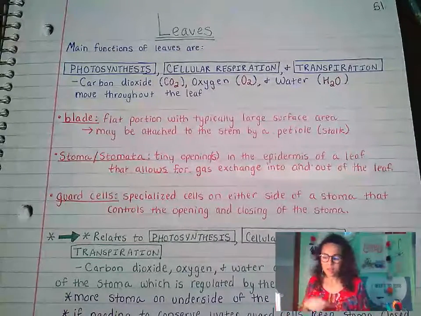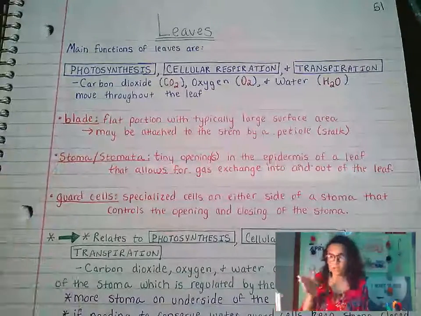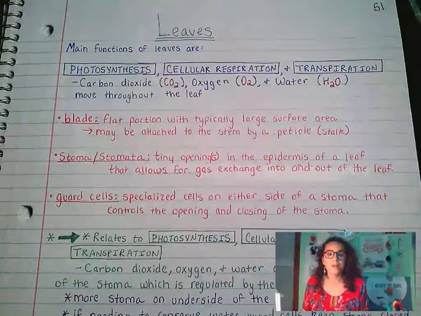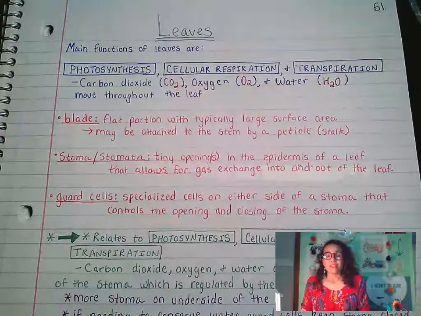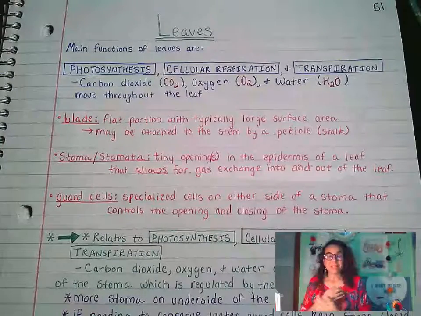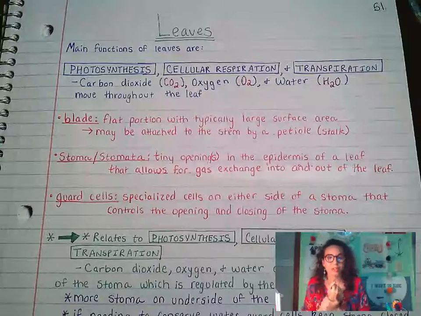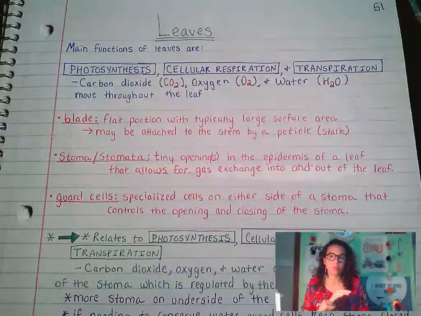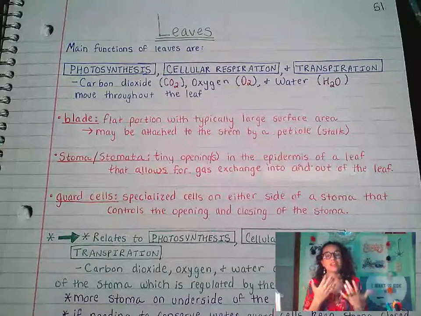So when you pick a leaf off, you're usually picking it off the petiole. Our next one we're going to talk about is stoma or stomata, whether you're talking about plural or singular. They are the same thing. These are those tiny openings in the epidermis, or the top layer of the leaf. I rub my skin because we have an epidermis as well, the top layer of our skin. So it's tiny openings in the epidermis of the leaf that allow for gas exchange into and out of the cell.